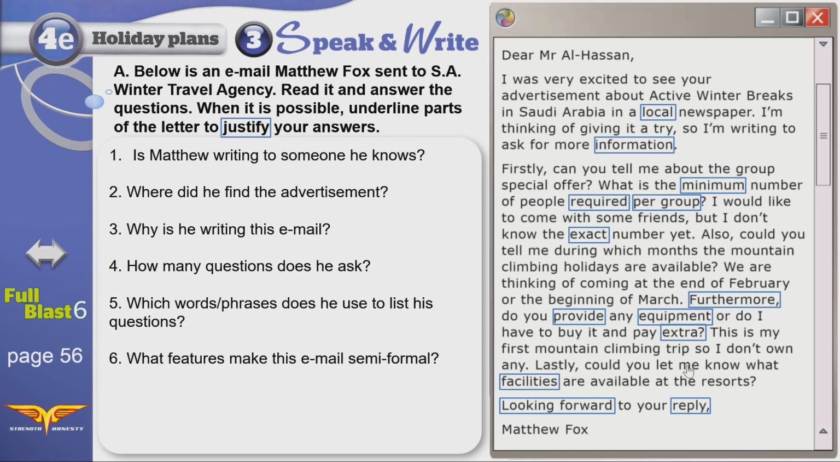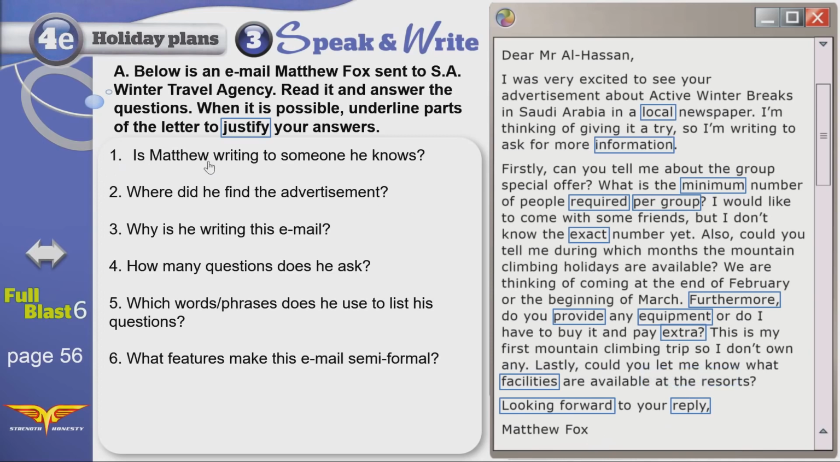Lastly, could you let me know what facilities are available? What facilities, what services, what rooms are available at the resorts? I am looking forward to your reply. I am waiting. I am excited to read your reply, to read your answer to these questions. Matthew Fox.